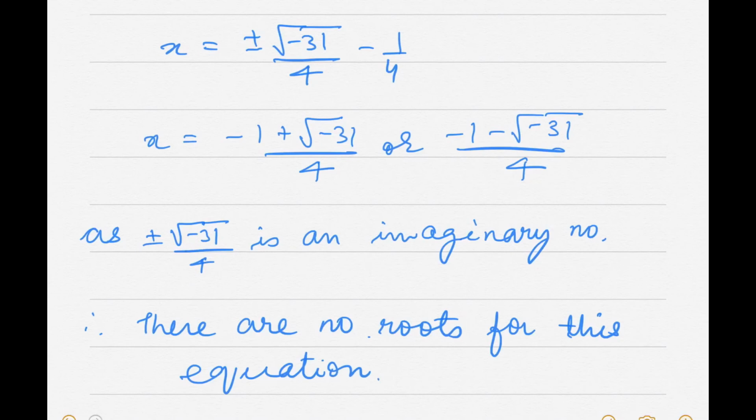Correct. So now you have understood properly that if I get any value which is negative and I have to find the square root of that, the square root of any negative number we cannot find. So that is an imaginary value, right? So we have finished the first question of exercise 4.3.